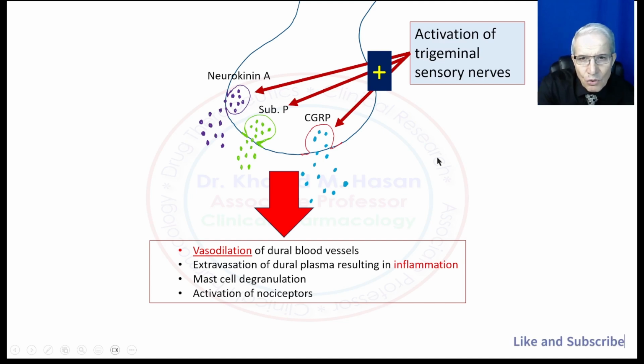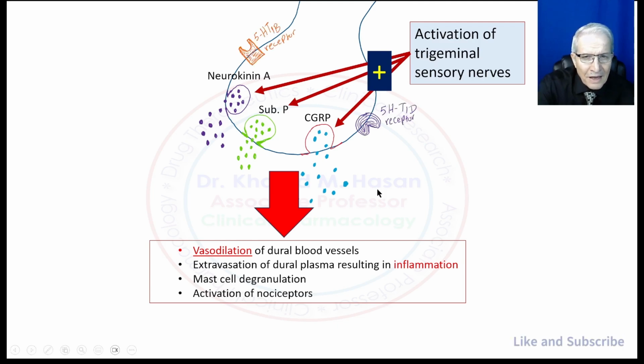Okay, this is the trigeminal nerve here. As you can see, when this trigeminal nerve is activated, it will release CGRP, substance P, and neurokinin, and cause pathophysiological changes in the brain: vasodilation, inflammation, mast cell degranulation, and activation of nociceptors.